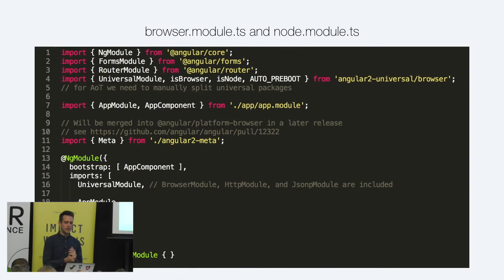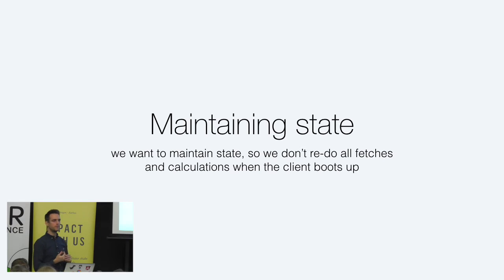So one thing we have to think about when we're talking about server-side rendering is how do we maintain state from the server to the client? So let's say we're calculating something based on a value that we are doing Math.random on or something to calculate a background color or something.